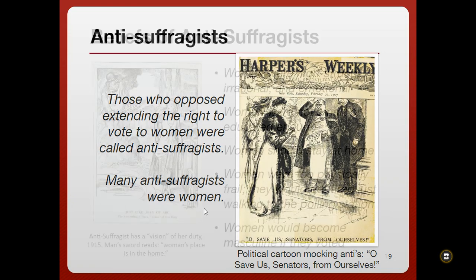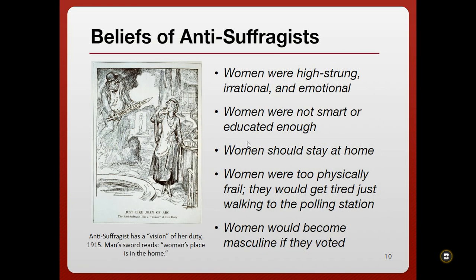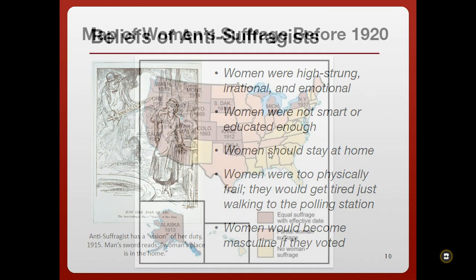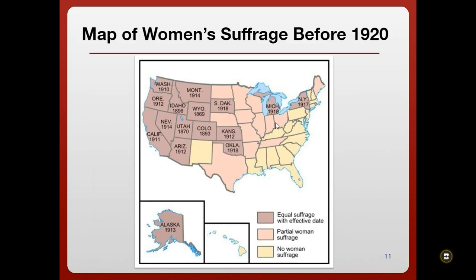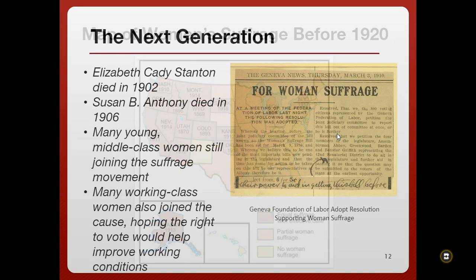And anti-suffragists and the beliefs of the anti-suffragists who thought that women should not vote. And then the map of women's suffrage before 1920. Wyoming was the first that gave women the right to vote. And then Utah. I used to be a Utah history teacher back in the day, so I happen to know that. So, it's kind of an interesting map to see when women's suffrage was given before 1920.